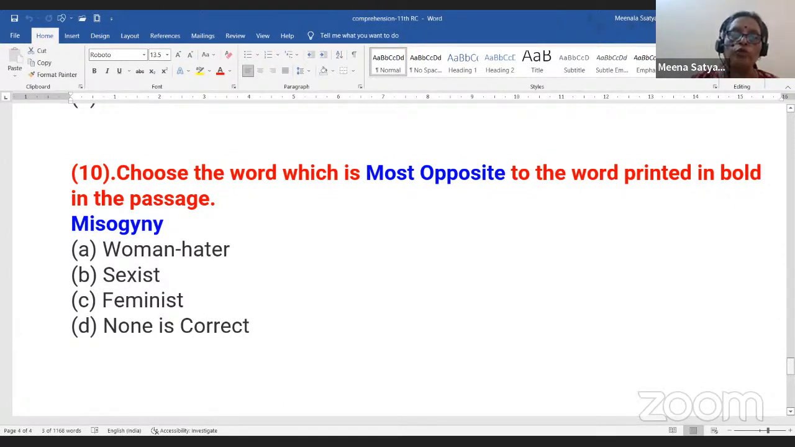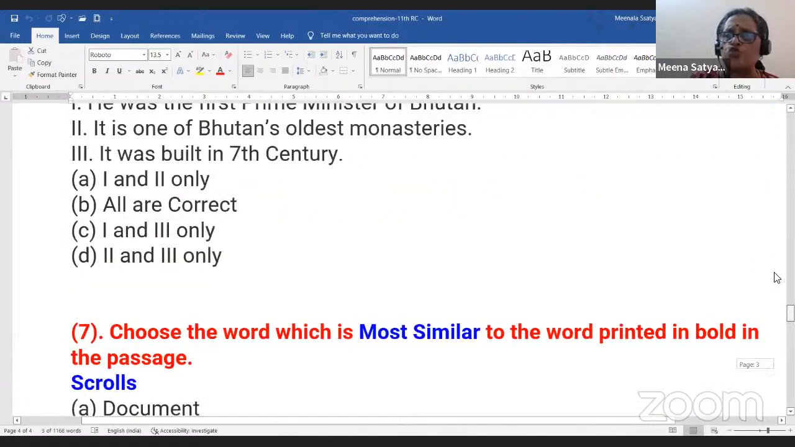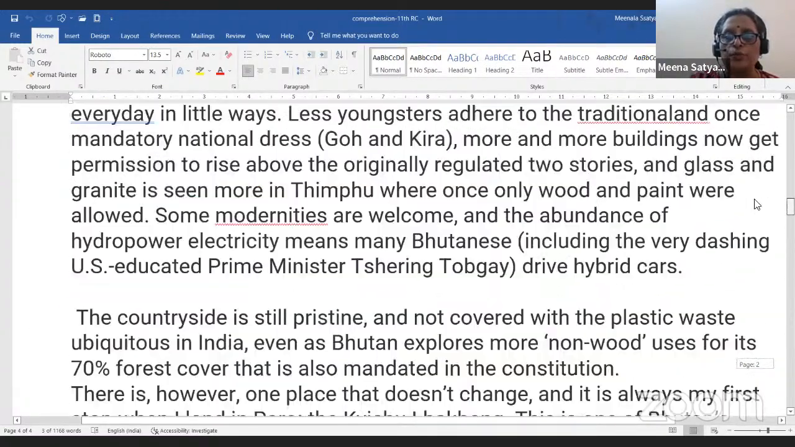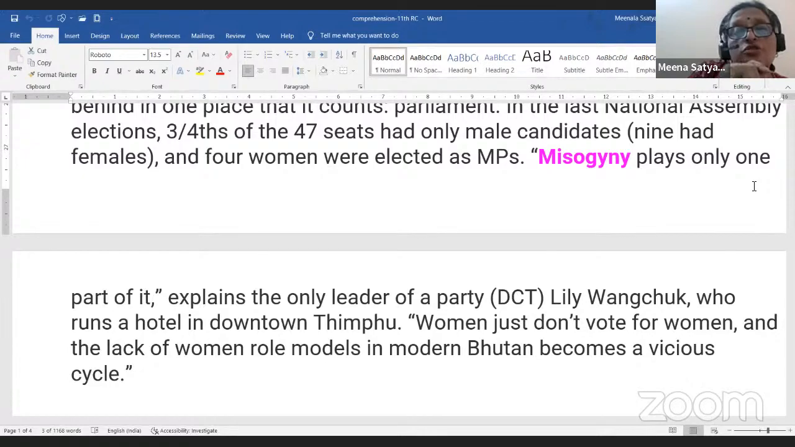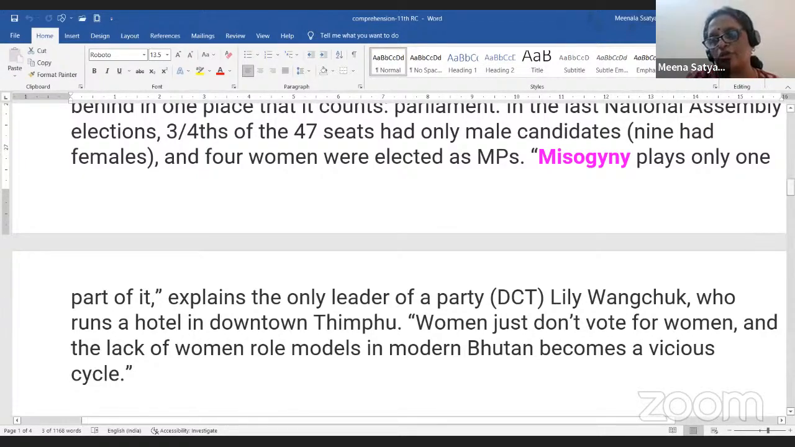So misogyny: women hater, sexist, feminist, none is correct. If you have a confusion about this word, it is better to go to the paragraph and it will tell you. Here, you were talking about the seats. So 47 seats went to male candidates and 4 women were elected as MPs. Misogyny plays only one part of it, explains the only woman leader of a party, Lily Wangcha, who runs a hotel in downtown Thimphu. Women just don't vote for women, and the lack of women role models in modern Bhutan becomes a vicious cycle. So the opposite of it is feminist.